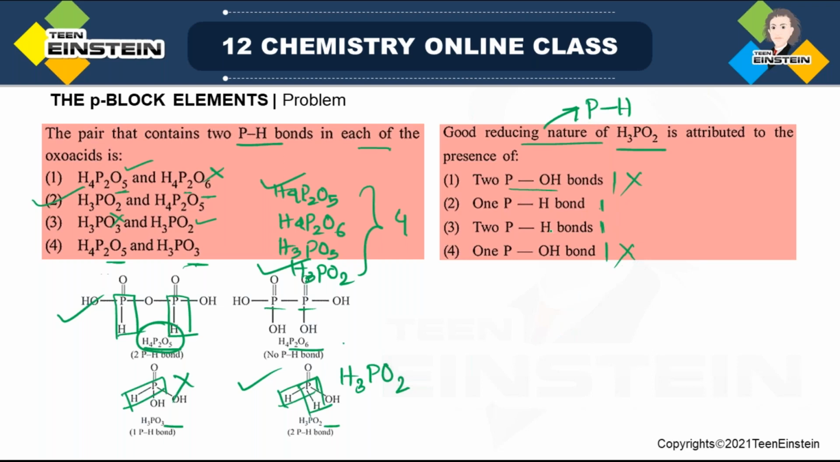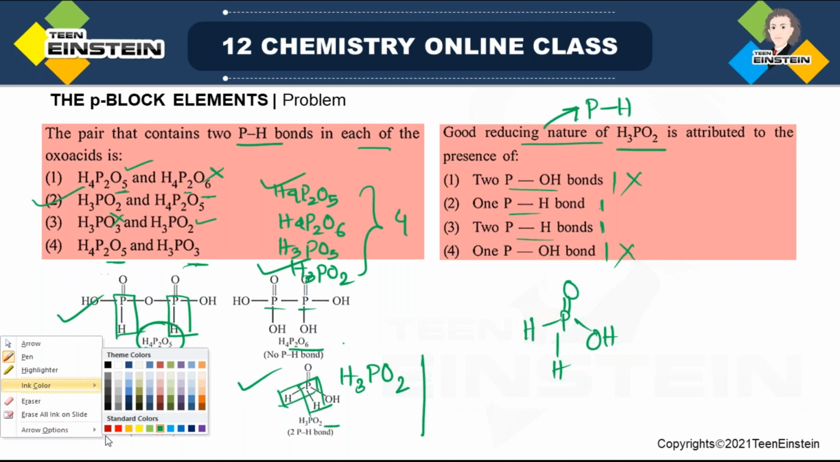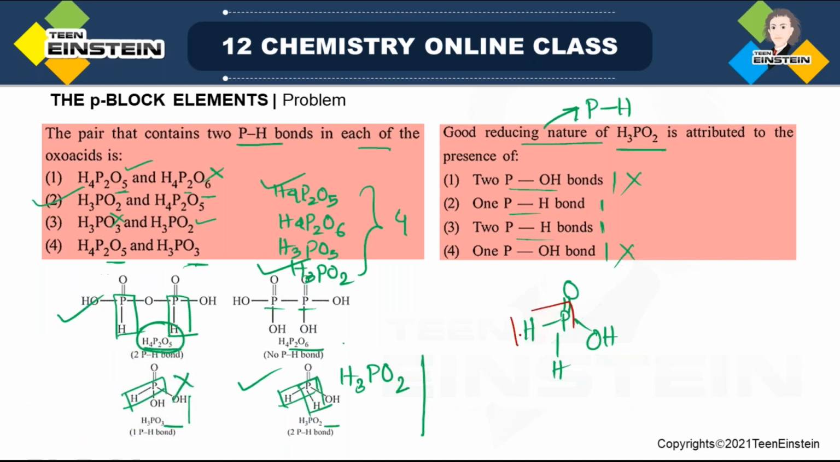Now the next question is, does it contain 2 P-H bonds or only 1? The structure of H3PO2 you can see here. Here we have 2 P-H bonds, so it is a very good reducing agent. H3PO3 also has some reducing property, but as here the number of P-H bonds is higher, it will have higher reducing capacity, and 2 P-H bonds are there. So that is why this is the correct option.